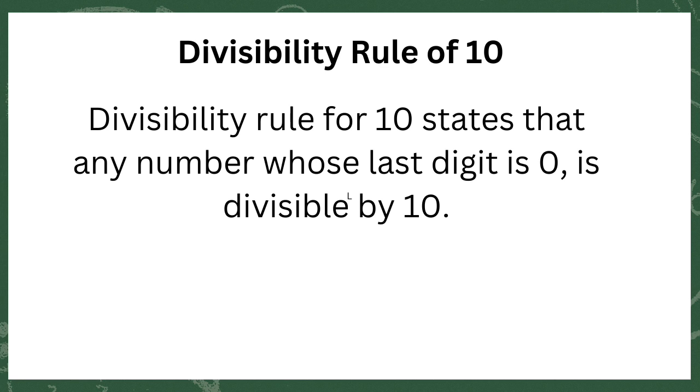Example, 10,567 is not divisible by 10 because the last digit is not 0. But 10,500 is divisible by 10 because the last digit is 0.